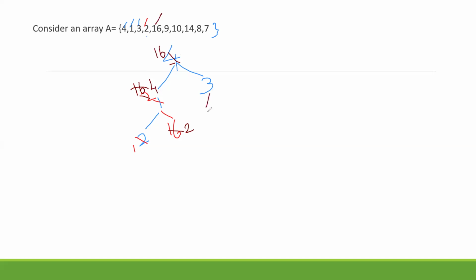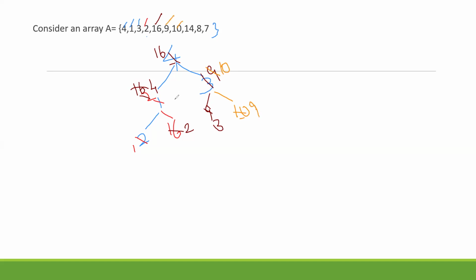Next is 9. 9 also, I can't keep it like this. This one 3 has to be interchanged, and 9 has to come here. Next one, you can make it 10 here. So 10 will be its biggest value, so again you have to swap. So here 10, here 9.